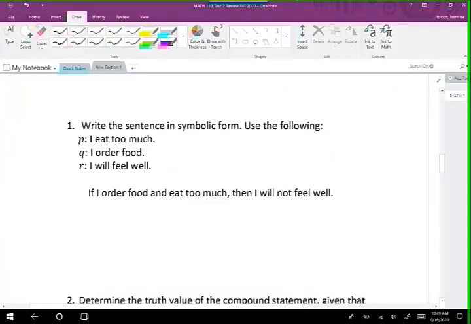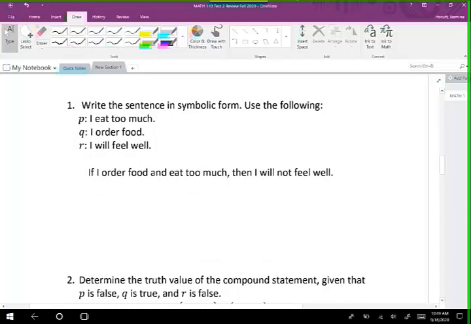So let's finally do some problems. So the first problem is about translating a sentence. So we want to write the sentence in symbolic form with this P, Q, and R. And so the sentence says, if I order food and eat too much, then I will not feel well. And so we just want to basically translate the sentence one part at a time. So the I order food part is Q, and is my upside down V. Eating too much is P.